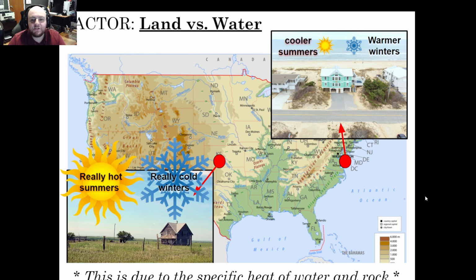Okay, and this is due to the specific heat of the water and the rocks. As we know, water has a very high specific heat, so it holds on to that energy, that heat, and it doesn't allow the temperature to change as quickly. So it will stay more level, whereas the rock does not have a high specific heat, so the temperature changes much faster.